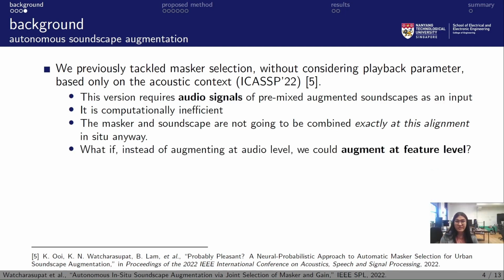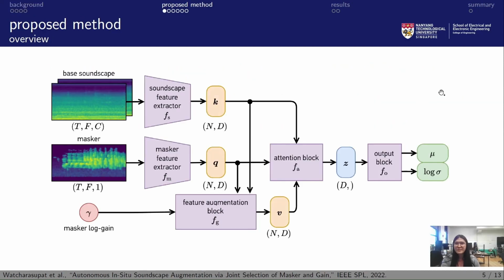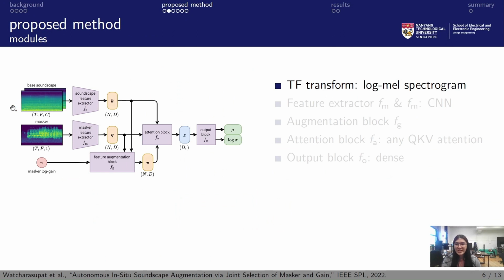So what if, instead of augmenting the soundscape at audio level to create the inputs, we augment the soundscape at feature level by letting the model emulate this process? This is how our proposed method looks. The base soundscape and the masker are each transformed into a log-mel spectrogram. Each of them is then passed through a convolutional feature extractor, which is known to work very well for mel spectrogram data. So we have embedding vector K from the soundscape and embedding vector Q from the masker.